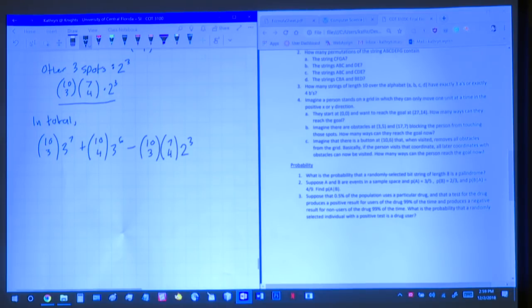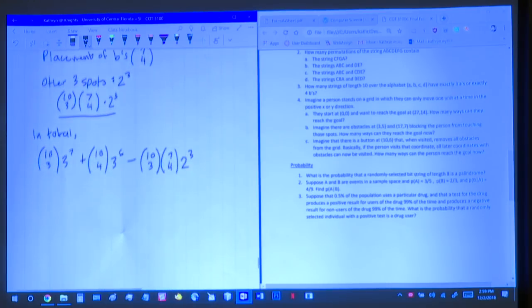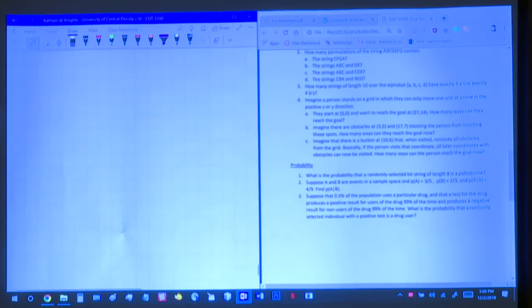Does that make sense? Any questions? Okay, I'll move on to the last counting problem. And this one's the weirdest one, I think.